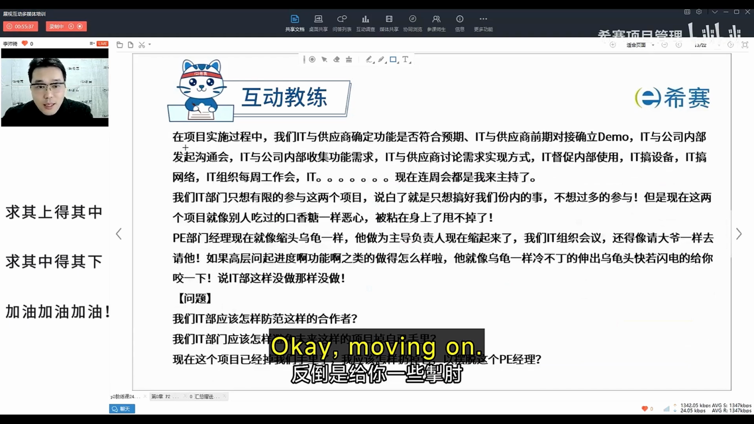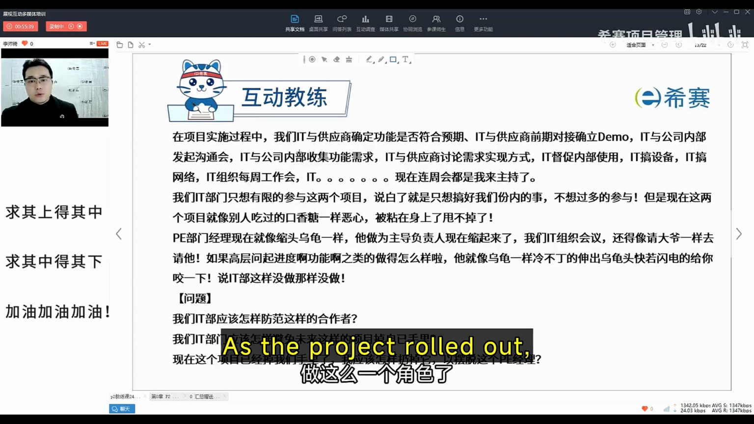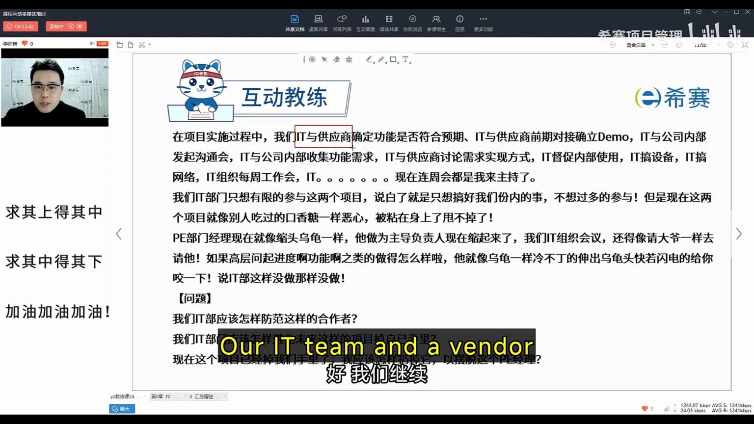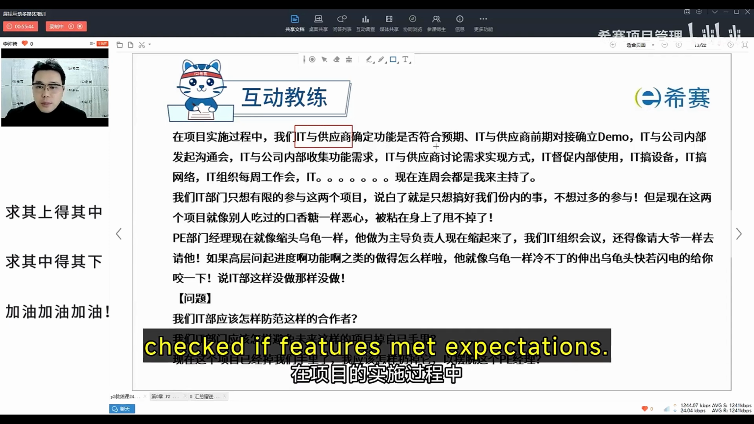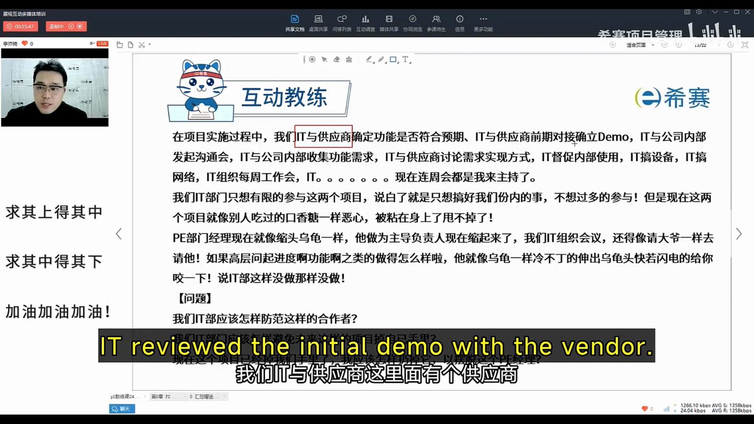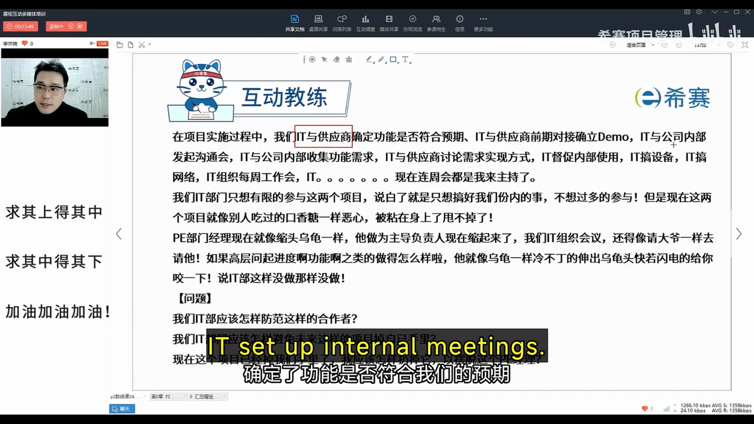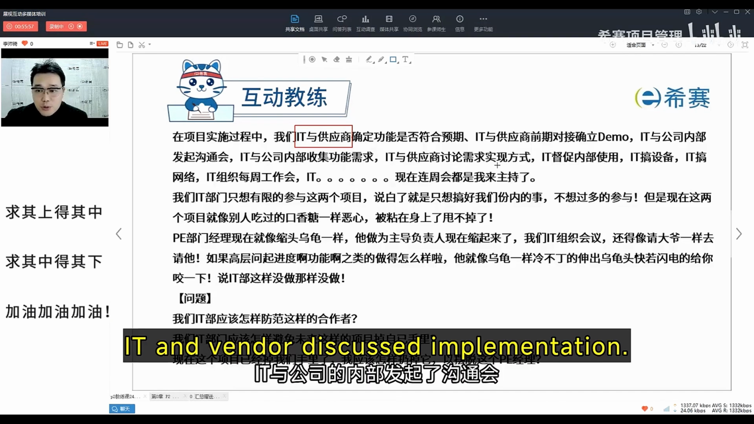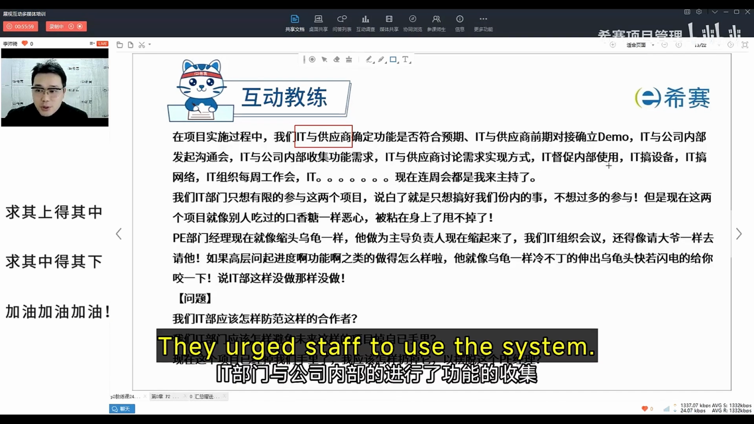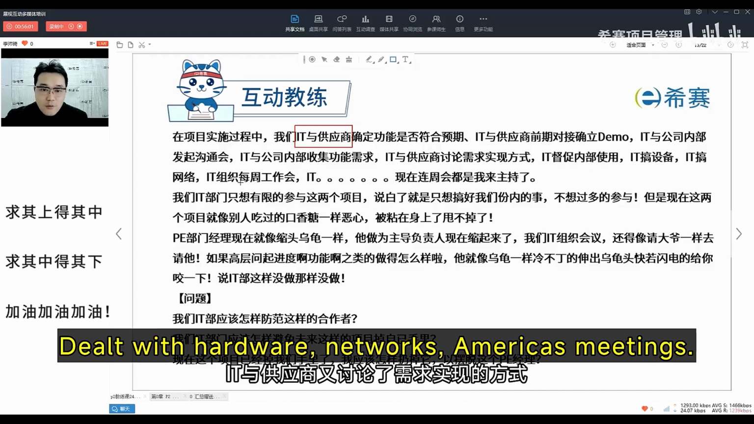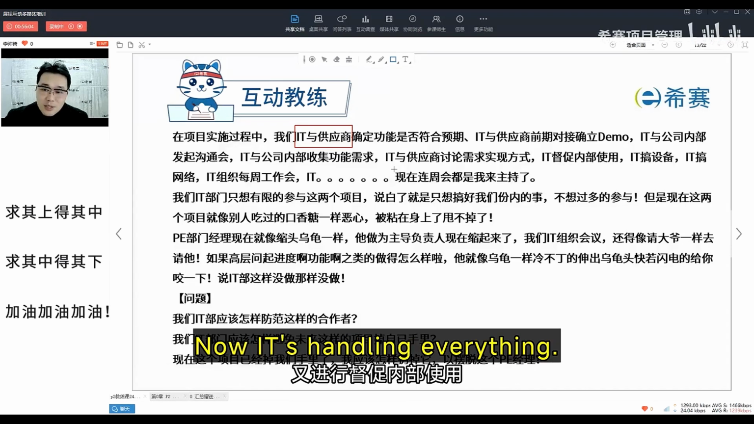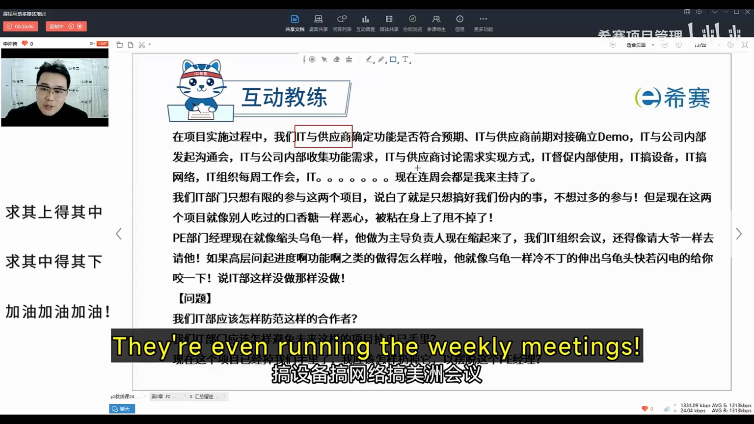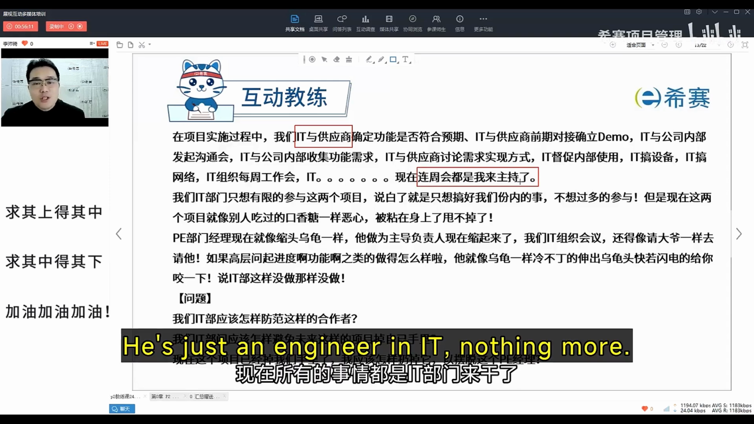Okay, moving on. As the project rolled out, our IT team and the vendor checked if features met expectations. IT reviewed the initial demo with the vendor. IT set up internal meetings. IT gathered internal feature requests. IT and vendor discussed implementation. They urged staff to use the system. Dealt with hardware, networks, and meetings. Now IT is handling everything. They're even running the weekly meetings. He's just an engineer in IT, nothing more.